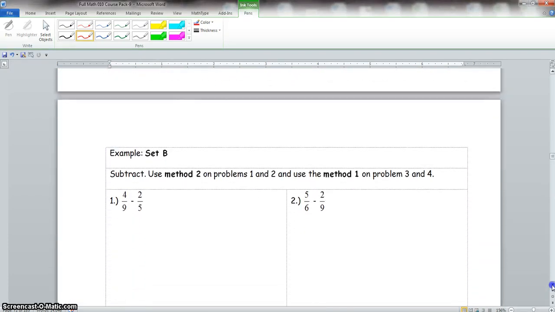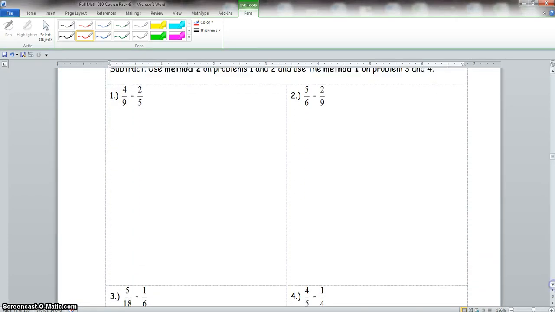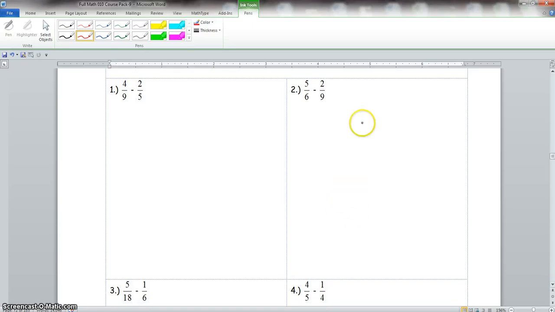Now, we go down here to set B. Now, I'm not going to use multiple methods. We're just going to stick with the method that we used in the first 4 problems, but this time we're going to do subtraction. So now we find the prime factorization of 9 and 5. Prime factorization of 9 is 3 times 3, and we know the prime factorization of 5 stays 5. Now, since none of these numbers match up, our prime factorization is all of these factors. 3 times 3 is 9, times 5 is 45. So we keep our denominator as 45.